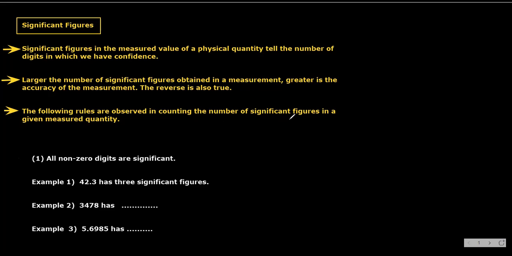The following rules are observed in counting the number of significant figures in a given measured quantity. The first rule: all non-zero digits are significant. All non-zero digits are significant. So 42.3 is there. How many significant figures? This 4 is significant, 2 is significant, 3 is significant. So it has 3 significant figures. Now 3, 4, 7, 8, all are significant. That's why 4 significant figures. This one, 5.6985, all are significant. So 1, 2, 3, 4, and 5 significant figures. Understand? So all non-zero digits are significant. This is our first rule.